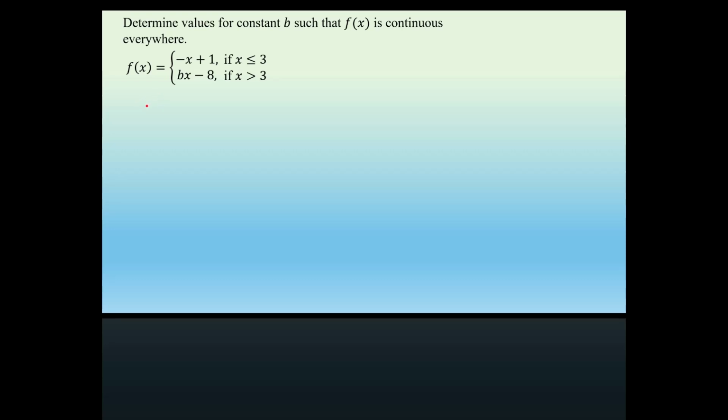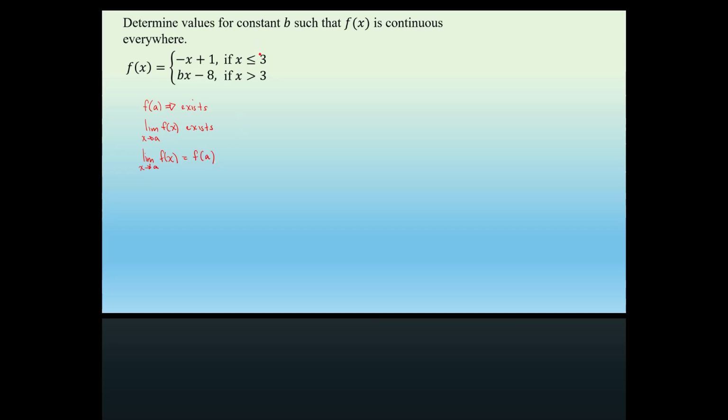So we have another example. They say determine the value for constant b such that f of x is continuous everywhere. What does it mean to be continuous? Well, f of a, where some a is some value, must exist. The limit as x approaches a, whatever that value number is, of f of x must exist. And the limit as x approaches a of f of x must be equal to f of a.